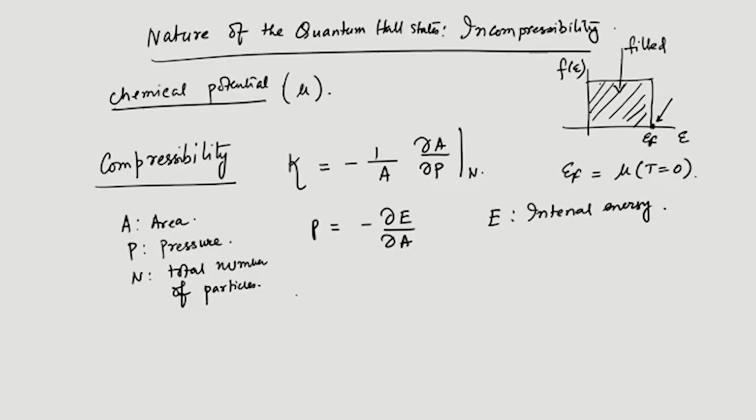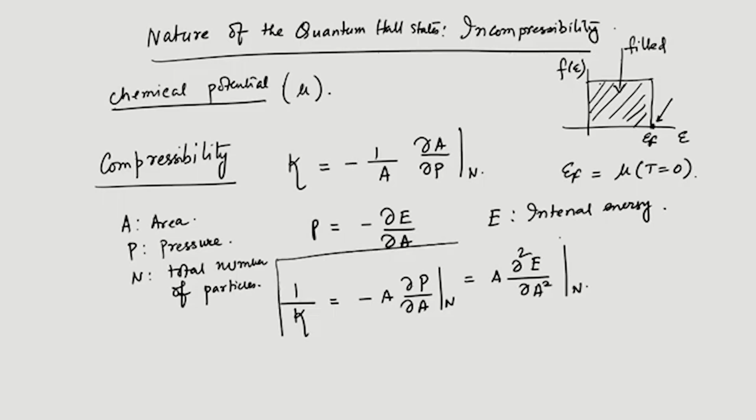So if you put that, then the 1 by kappa, the kappa inverse, that's how it is usually written, which is also called the bulk modulus, is del P del A at a given N. So this is equal to A, the minus signs cancel, and it's a double derivative of the energy with respect to the change in area at a given N. So this is the definition of compressibility for us for this 2D electron gas.